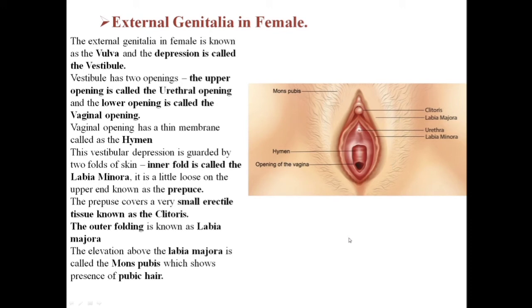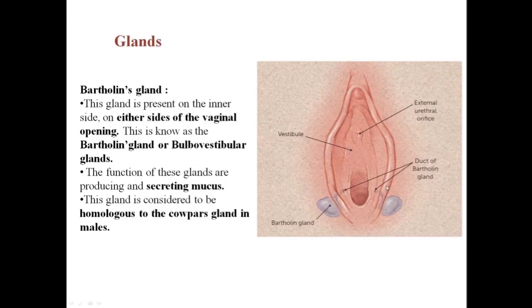Now talking about the glands, in the vestibular region, on both sides of the vaginal opening, there is a small gland known as Bartholin's gland, also called the bulbovestibular gland. This gland secretes mucus, so the vagina is kept lubricated. This gland is homologous to the Cowper's gland in male, because both of them are responsible for producing mucus.